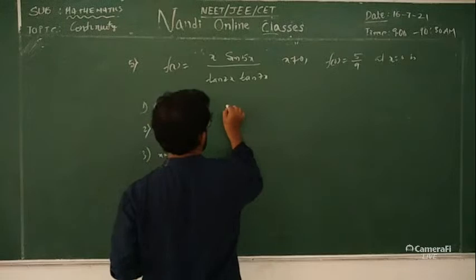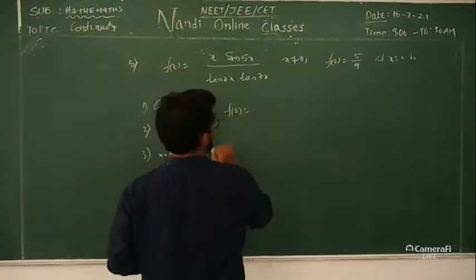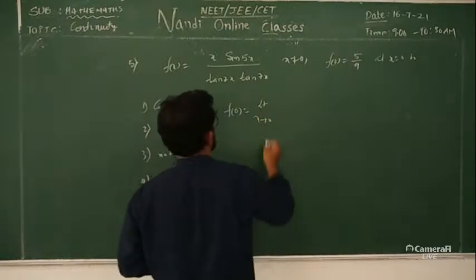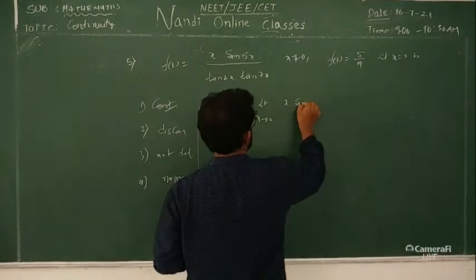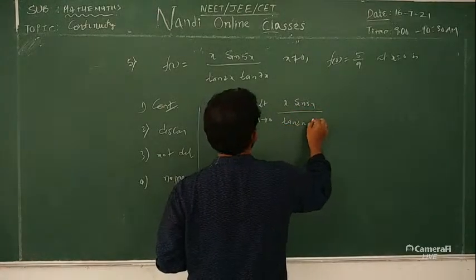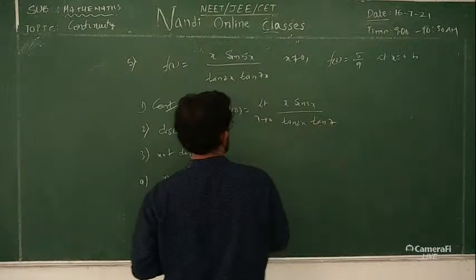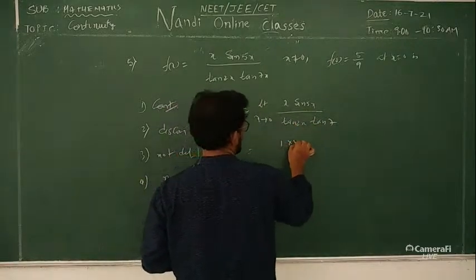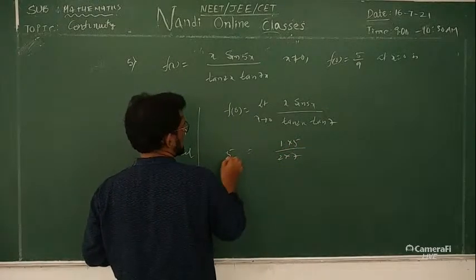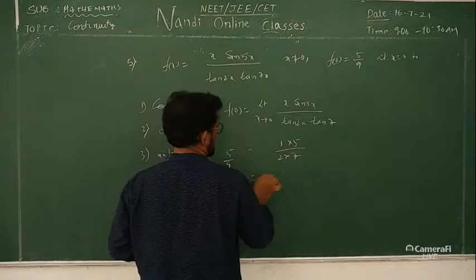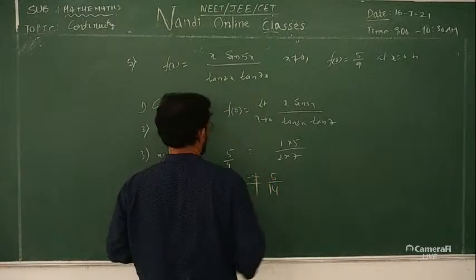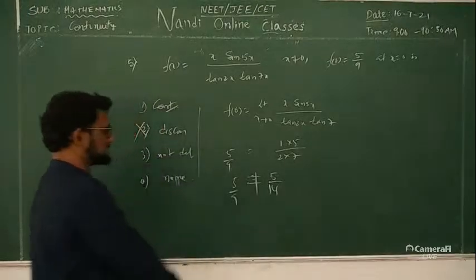Simple thing, limit x tends to 0 of x sin 5x by tan 2x into tan 7x. It is simple, 1 into 5 by 2 into 7, which is 5 by 14. f of 0 is 5 by 9. So 5 by 14 and 5 by 9 are not matching, so it is discontinuous.